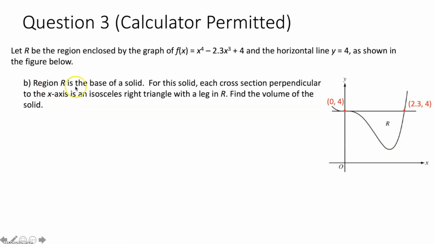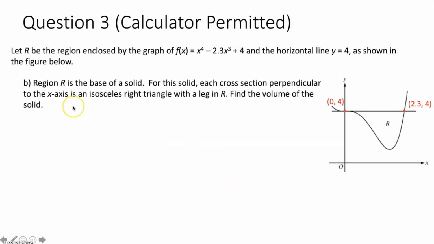Part B says region R is the base of a solid. For this solid, each cross-section perpendicular to the x-axis is an isosceles right triangle with a leg in R. Find the volume of the solid. So in order to find the volume of a solid with known cross-sections, in this case isosceles right triangles, all you have to do is set up a definite integral of the area formula for that given cross-section. So that's what we're going to do here.